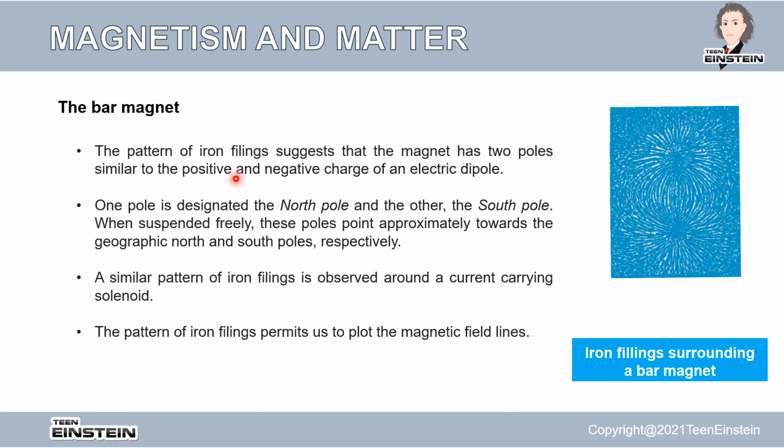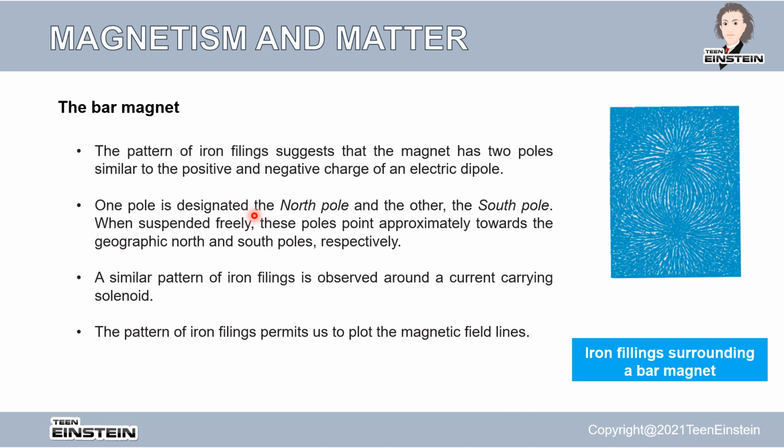So this pattern of iron filings suggests that the magnet has two poles, similar to the positive and negative charges of an electric dipole. So this looks like an electric dipole, right? If you have a positive charge here and a negative charge here, the electric field lines go from one charge to the other charge, and this is similar to that. So if this is a bar magnet, we can assume one pole is a north pole and the other is a south pole. When suspended freely, these poles point approximately towards the geographic north and south poles respectively.